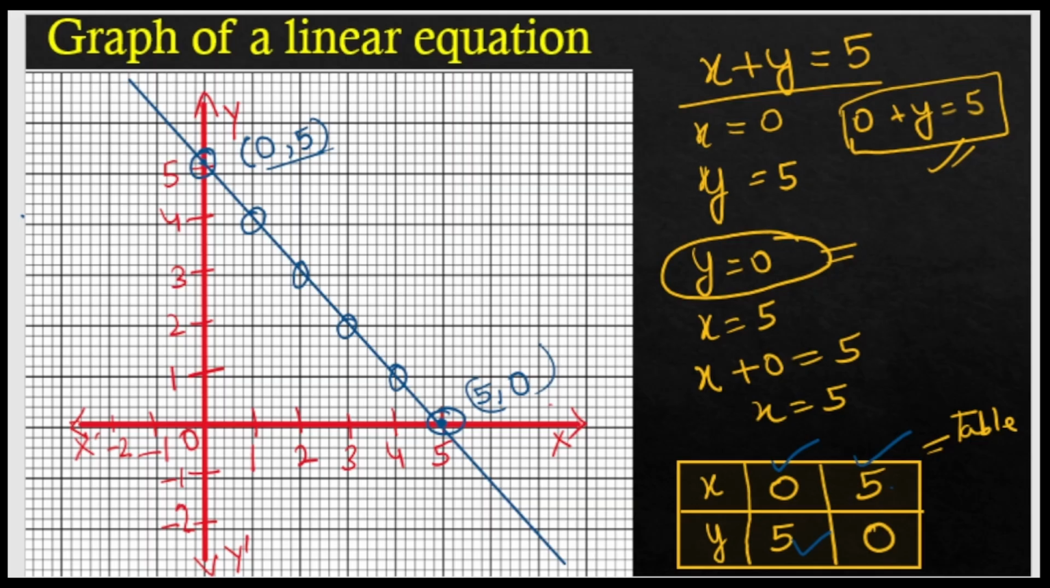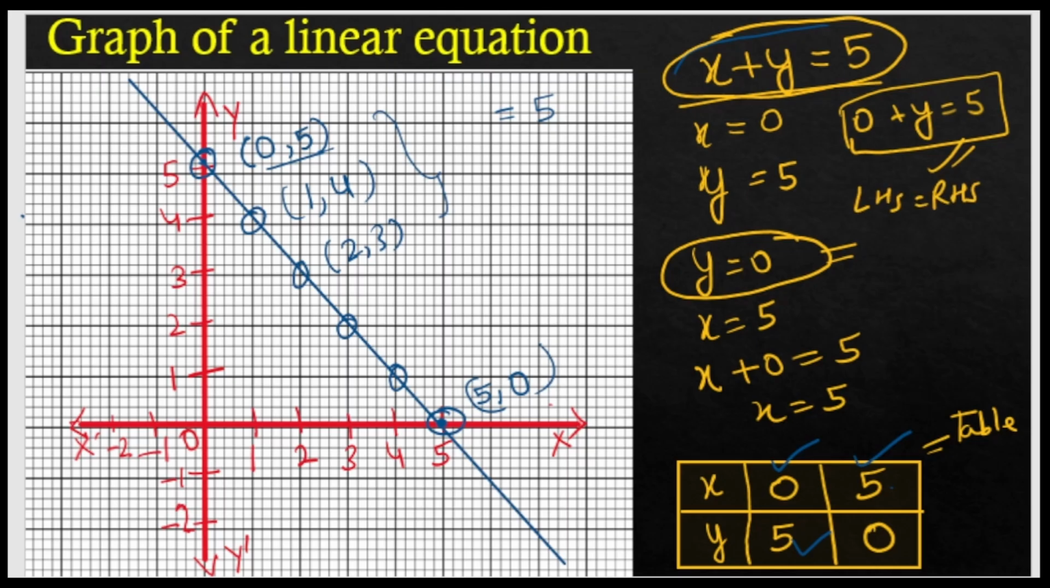Here what do we have? y is 4 and x is 1. Here y is 3 and x is 2. Put all these values by yourself and you will see that they equal 5 in this equation, x plus y is equal to 5. They all will result in left hand side equal to right hand side.